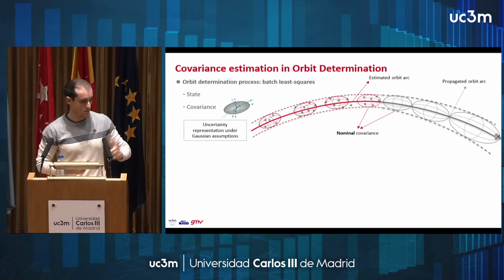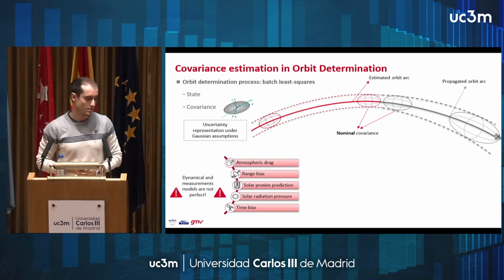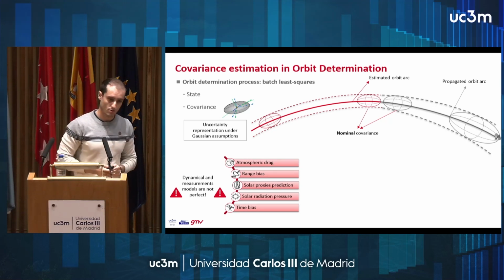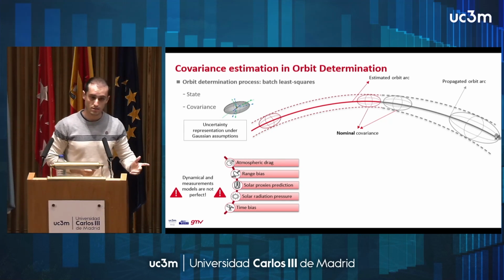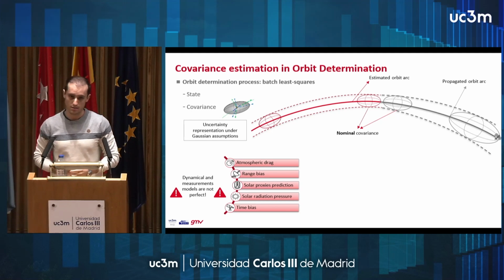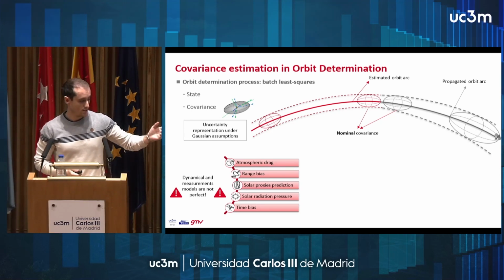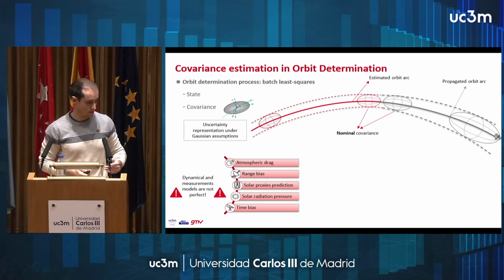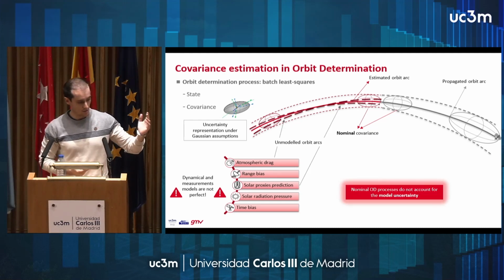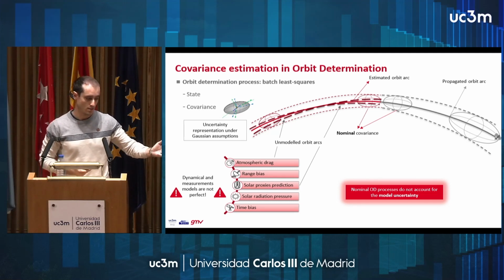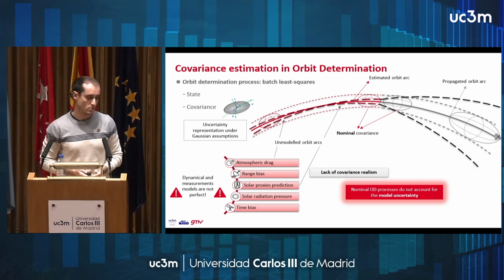However, what is the main problem that we're facing here? The dynamical and measurement models that we use to estimate the state and propagate it have a lot of uncertainty. We have a lot of unknown error sources, such as the atmospheric drag, solar proxies prediction, solar radiation pressure, time bias, and the batch least squares operational processes do not take this into account. This leads to a bunch of possible states, possible orbits that are not being modeled here, because those processes do not take them into account.